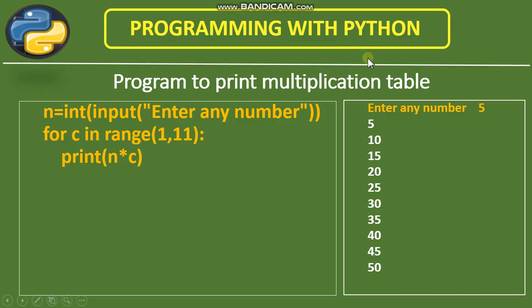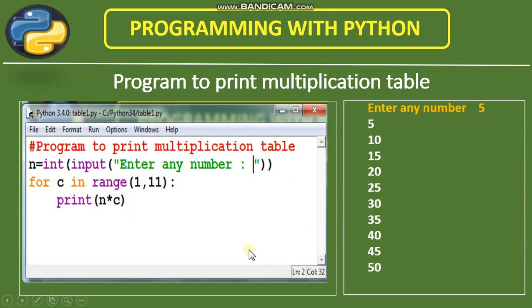Suppose you enter the number 5, you want to print the table for 5, so it will print 5 ones are 5, 5 twos are 10, 15, 20, and the complete table of 5 up to 10 counts. This is the same program I have taken from the Python window, the actual code. So you can also copy this code and practice on your computer or mobile app.